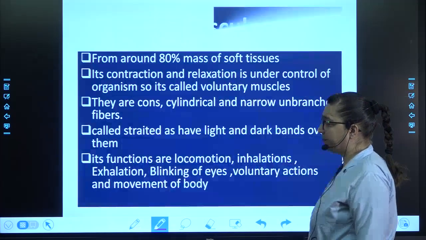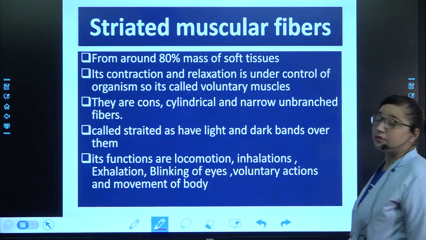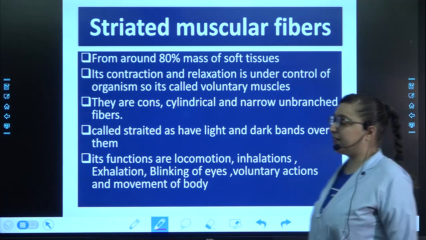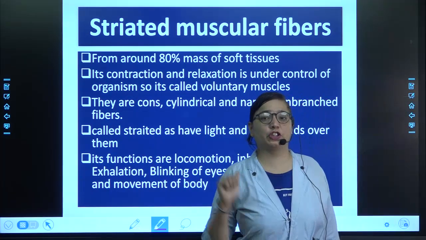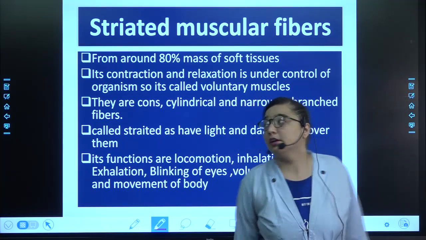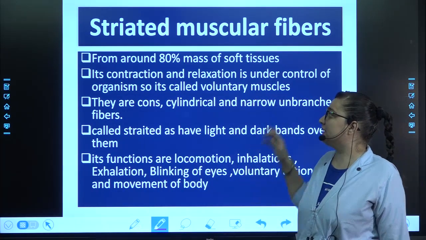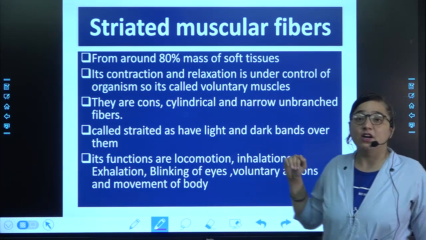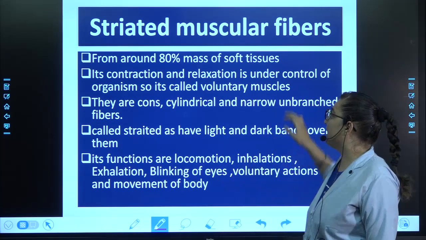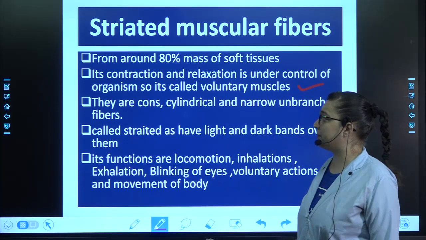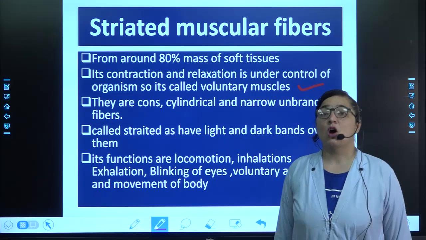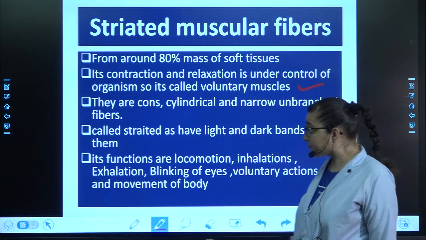So about them, almost 80% of the mass of the soft tissues is because of this muscular fiber. Then the contraction and relaxation under the control of any particular organism is carried out by this particular tissue, and so it is also called voluntary muscles.